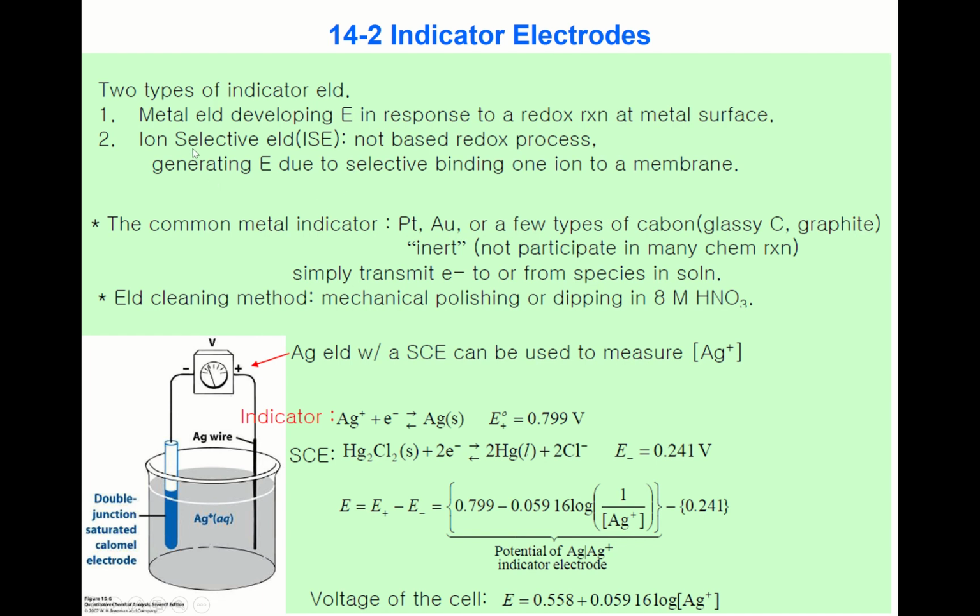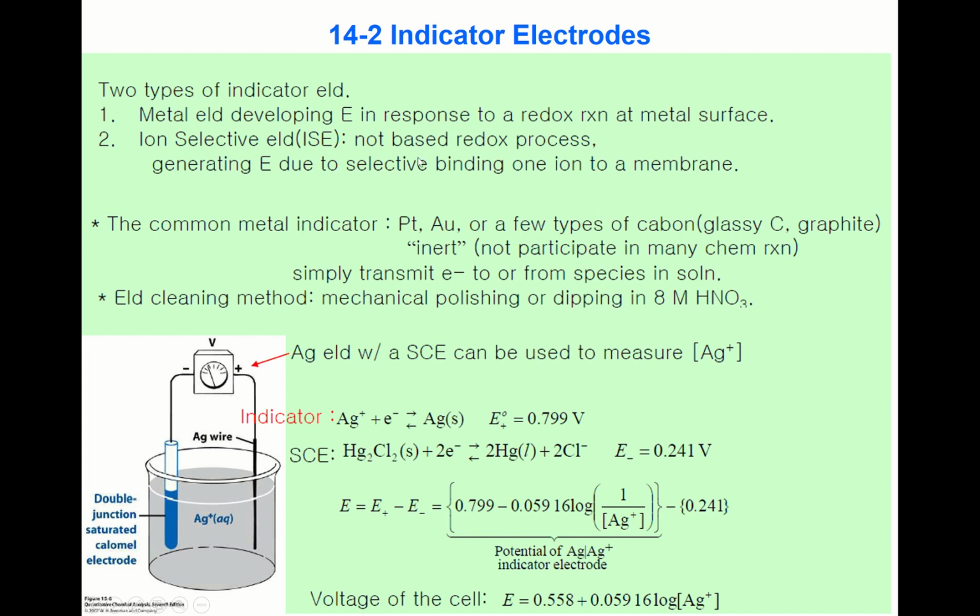This one, the ISE in short, generates potential due to selective binding of one ion to a membrane. You'll see soon. The common metal indicators: the first type is platinum, gold, or a few types of carbon, glassy carbon or graphite.